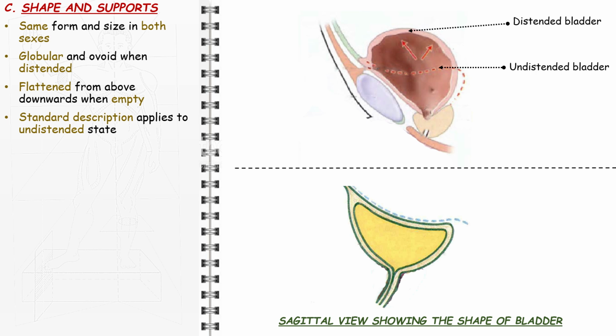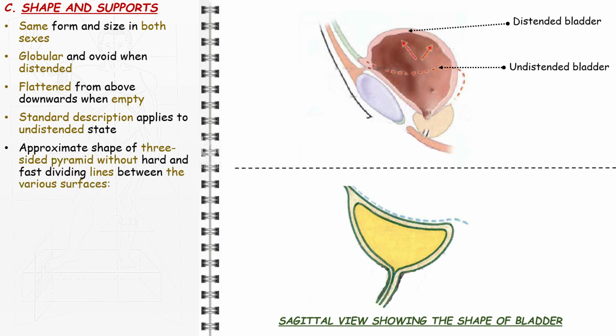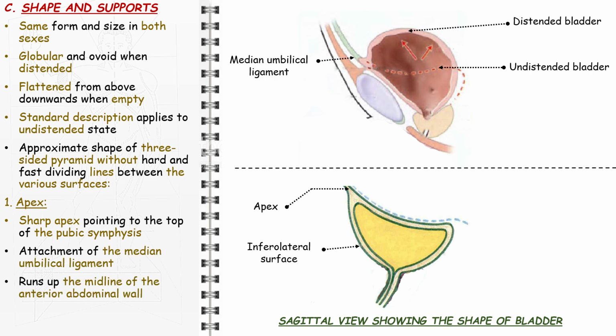It has an approximate shape of a 3-sided pyramid without hard and fast dividing lines between the various surfaces. The bladder is highly fixed by fascias and ligaments at its different parts except the superior surface. The sharp apex of the bladder is anterior, pointing to the top of the pubic symphysis. It is attached by the median umbilical ligament running the midline of the anterior abdominal wall to the umbilical ring. The median umbilical ligament is a fibrous 12 cm long and 2 mm thick cord. It is the embryonic remnant of the urachus.